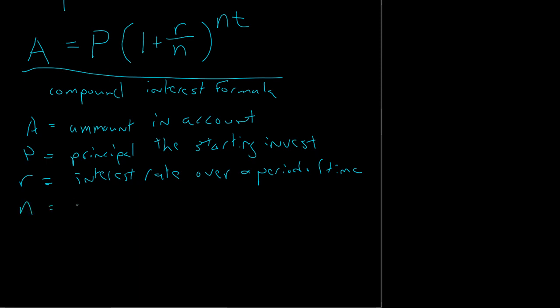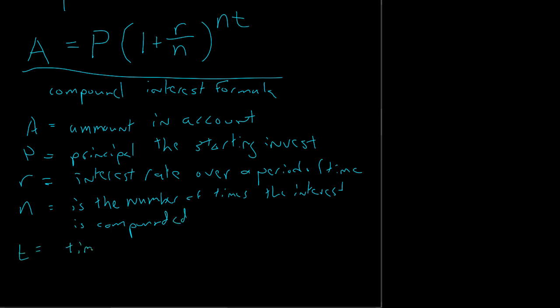N is the number of times the interest is compounded. And T is the time that has passed. Now, compounded is an interesting thing. I never understood this. In fact, I'm horrible with money. You can tell just by the way I dress. Right?